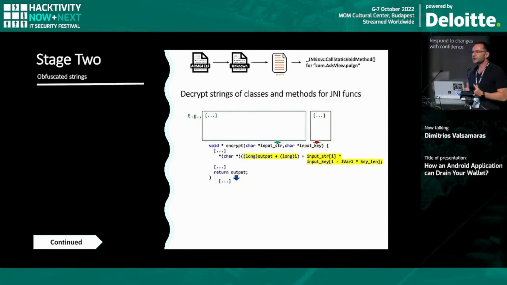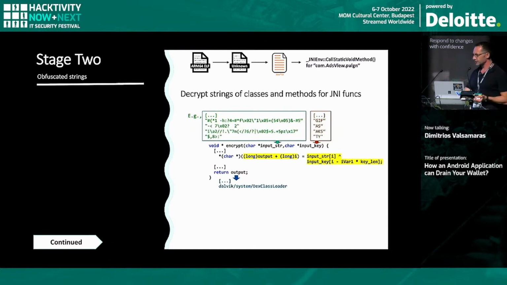Now, we are moving to stage 2, which takes place on the native layer. So here, all the strings that we have, of course, are encrypted, XORed, actually. And they are XORed back to the initial string by using a key which derives from the Java side. So decrypting the strings, we traced calls to the DEX class loader, to loadClass, and actually to the name of the next payload, which we're going to see in the next stage.